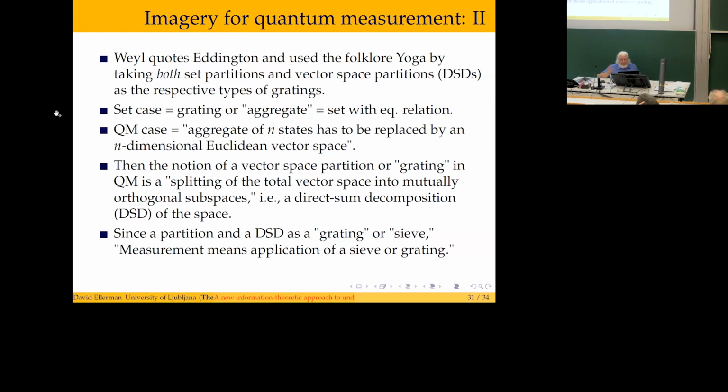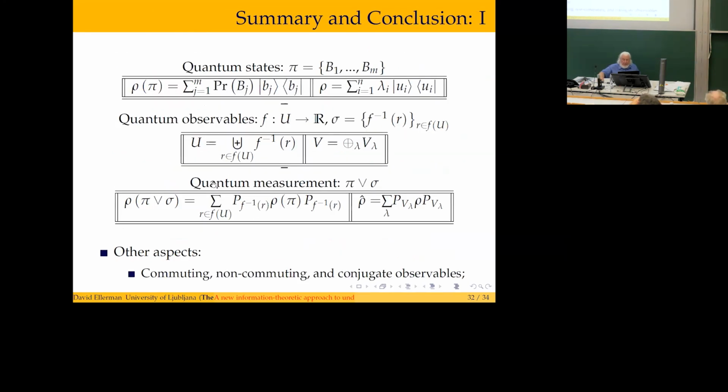And he uses the whole yoga. He starts out with a gradient, which is just a set with an equivalence relation, in other words, a partition. Then he says the quantum case is an aggregate of n states replaced by n-dimensional Euclidean space, where it splits the total space into mutually orthogonal subspaces, just a direct sum decomposition. So the whole thing was there in Weyl all along. So this is my conclusion. Here's your dictionary: the set version with partitions, the Hilbert space version for states, for observables, for measurement.